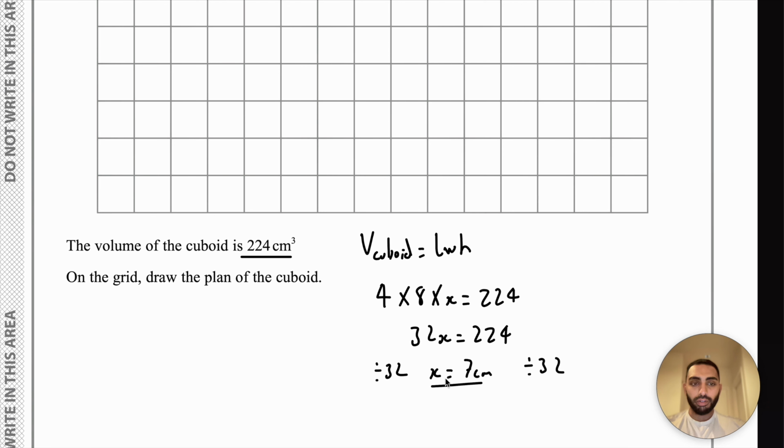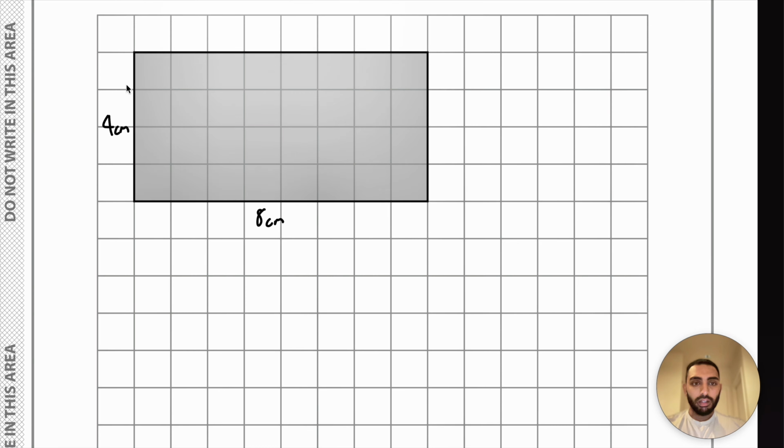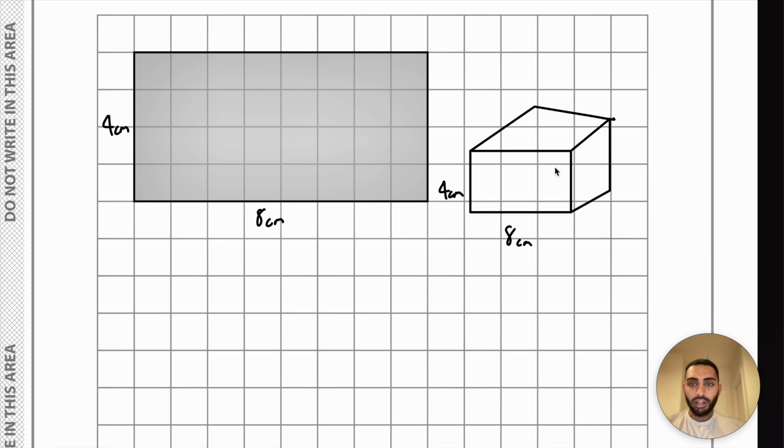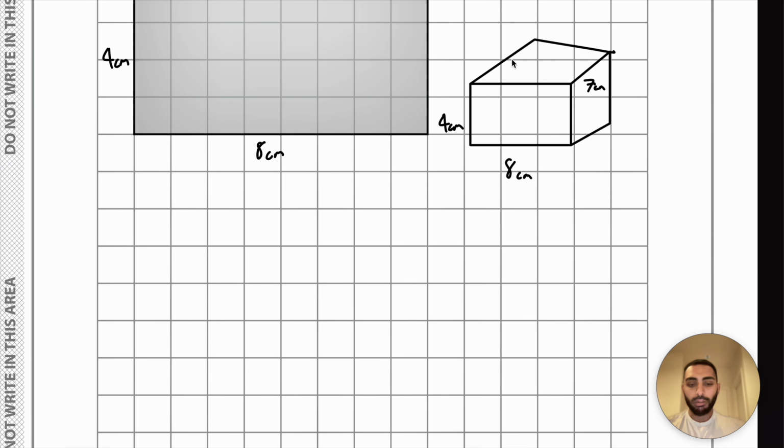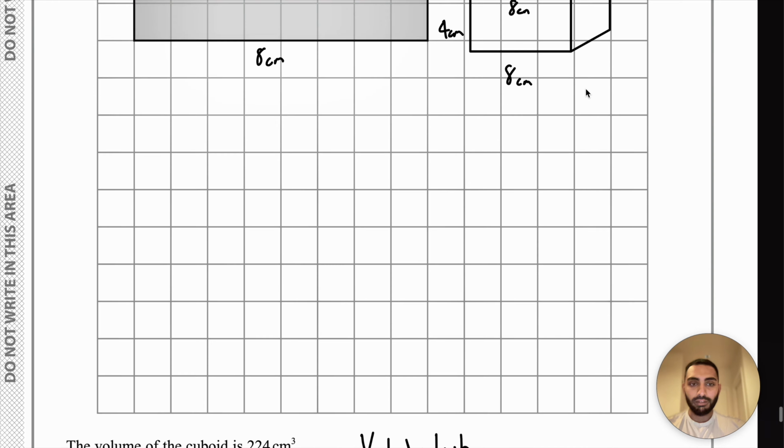Now we just need to choose which of these we are going to draw. So if you just imagine we've got a cuboid. The base is 8 centimeters, the height is 4 centimeters, and we've just figured out that this length over here, the depth, is going to be 7 centimeters. We're trying to draw the plan, so we want to see this top bird's eye view. So we need this length, and this base will be the same as that one, so we need to draw 8 centimeters and 7 centimeters.